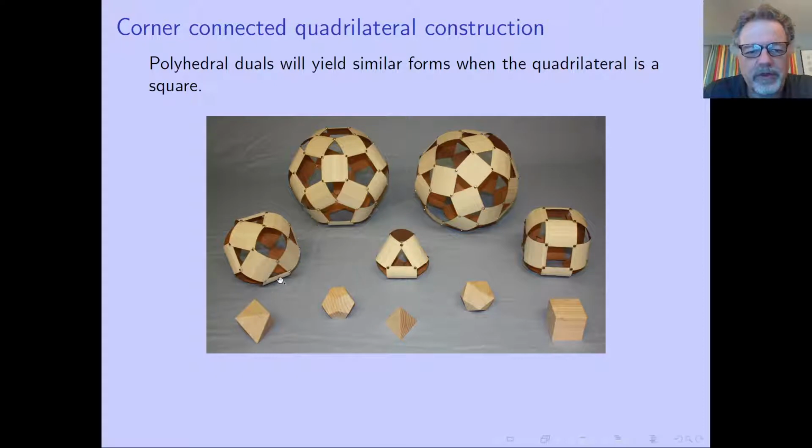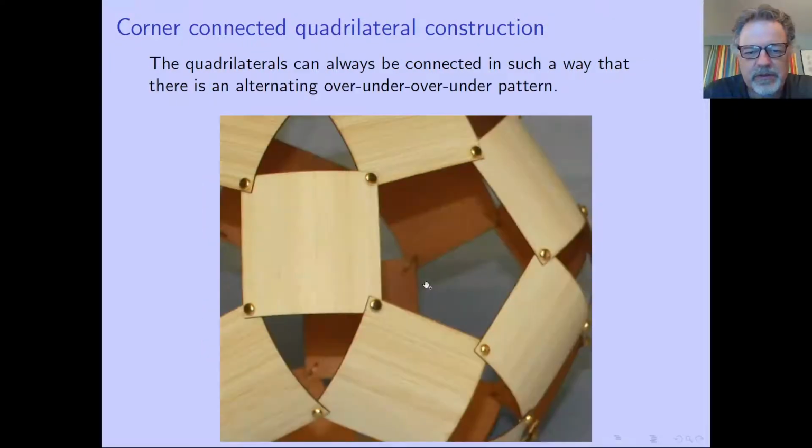So, for example, in the octahedron, we see this square opening corresponding to a vertex, whereas in this example here, the square opening corresponds to the square face of that cube. Tetrahedron is self-dual, so it looks the same.